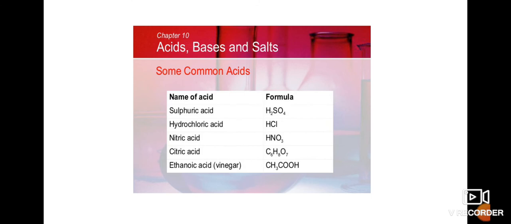Now, a few of the common acids along with their formulas have been given to you. Sulfuric acid is H2SO4, hydrochloric acid is HCl, nitric acid is HNO3, citric acid is C6H8O7, and ethanoic acid, otherwise called acetic acid, is CH3COOH.